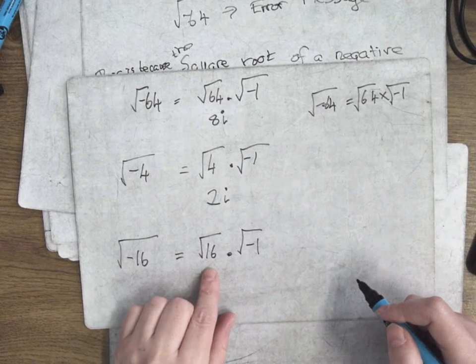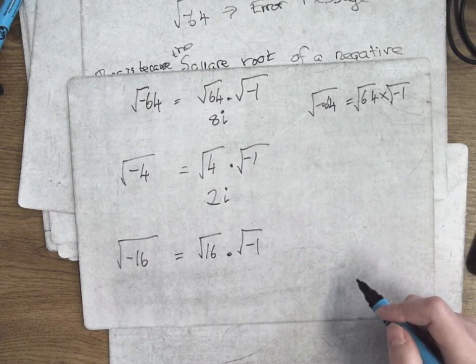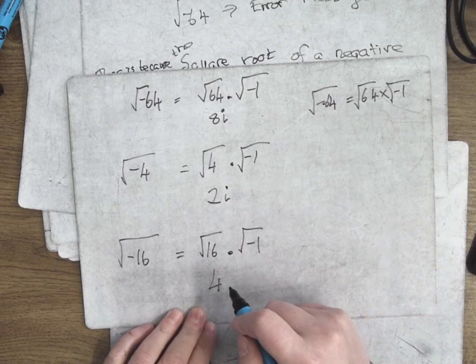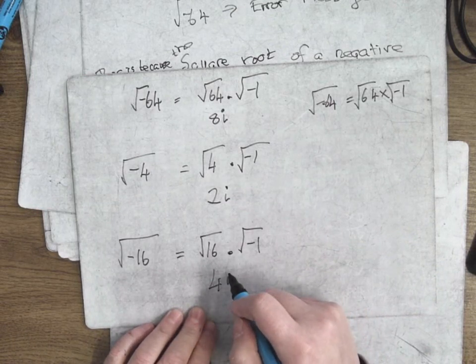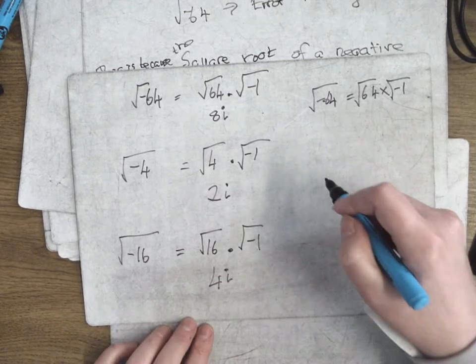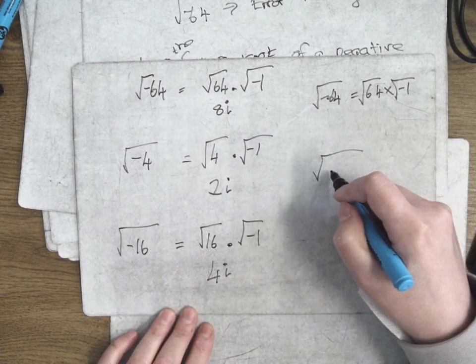What is the square root of 16? What number multiplied by itself will give you 16? 4. And how do I write the square root of minus 1? i. Will you do one for me very quickly? Minus 100.